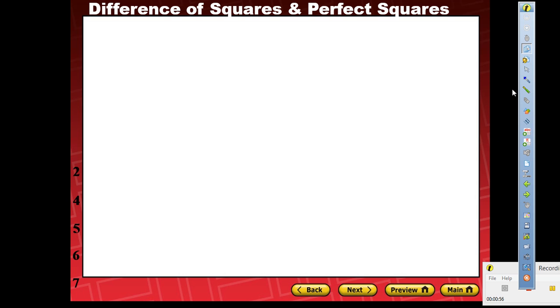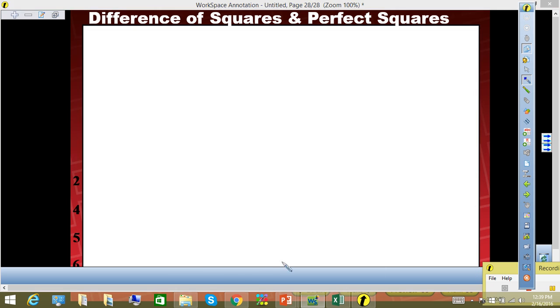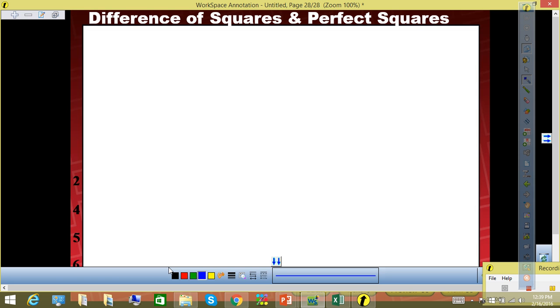So pens down, eyes up here. Perfect squares. I'm going to take you to the beginning of the school year, the very second week, when I introduced exponents. And you guys remember when I said a perfect square is 1, 4, 9, 16, 25, 36, because they come from multiplying a certain number times itself. You guys remember that? All right, so I'm going to revisit that today.